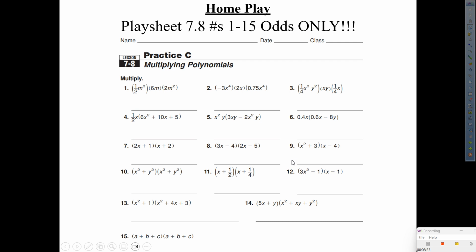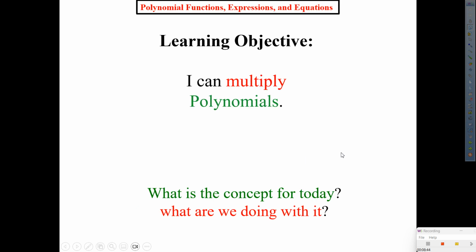All right. And get a Cornell note ready so we can get started. This show on the road. So our objective for today, I can multiply polynomials. We're still in the middle of this. But before we move on, polynomials. Tell your neighbor your definition for polynomials in your own words. Without looking at your notes, what are polynomials?